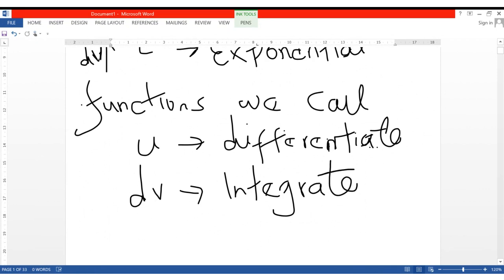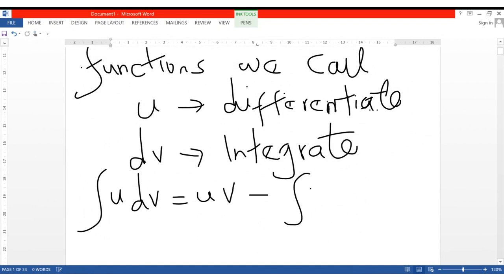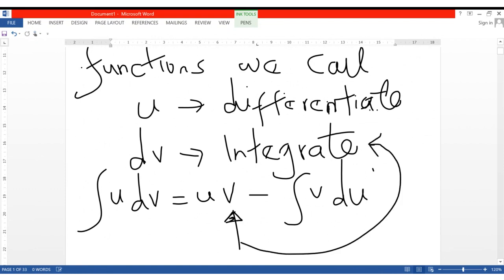So for any function that we shall be calling u, remember when you integrate the dv, we need the value of v. According to the formula, the integral of u dv is equal to uv minus the integral of v du. So we need a v, and where shall we get the v? We shall get the v basically by integration. And then we need a du. So the du, we shall get it from differentiation. So that's why one function we integrate, the other function we differentiate.